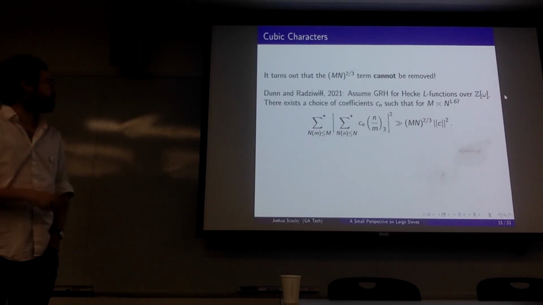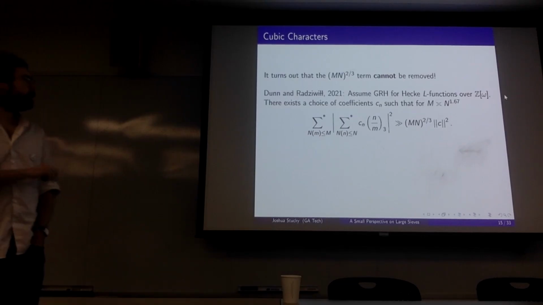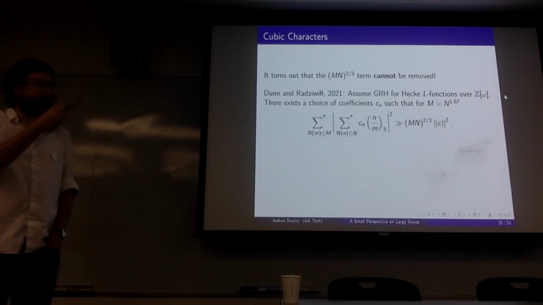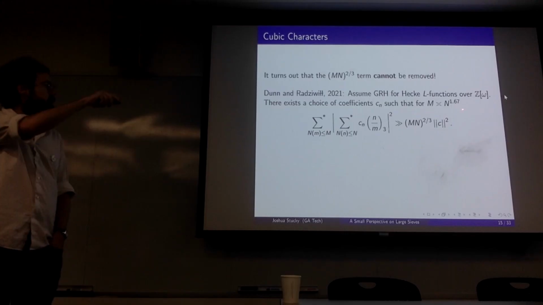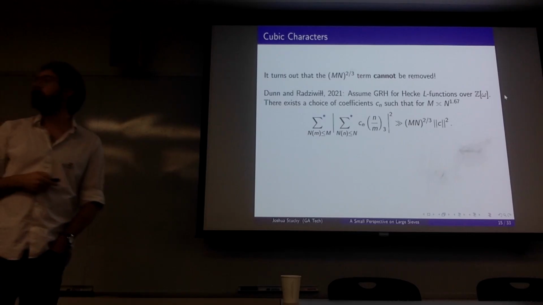So Alex and Max, back in 2021, assuming GRH for Hecke L-functions, showed that you can make some choice of coefficients, maybe where m is a little bit bigger than n, and you can get a lower bound that shows this term is necessary. It has to be there.